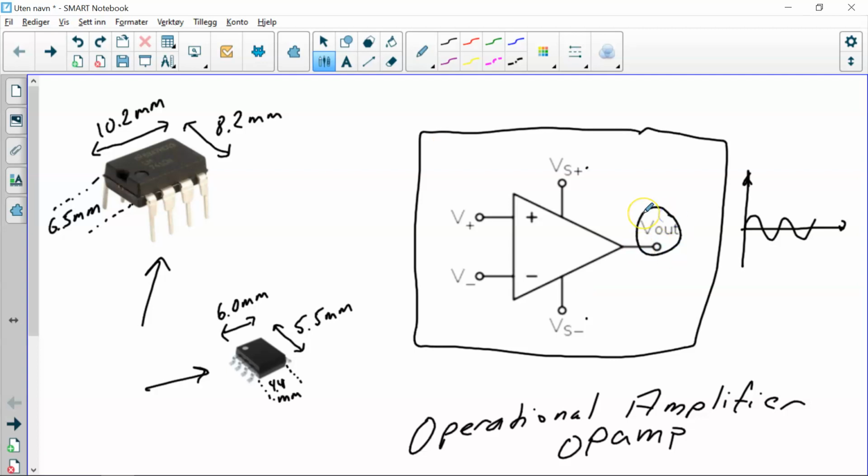Also, of course, you will have the output signal, which is the output from the amplifier, and then you have the input signals, plus and minus. Well, you have two, which means that it's a differential amplifier. It amplifies the difference between the two input terminals.